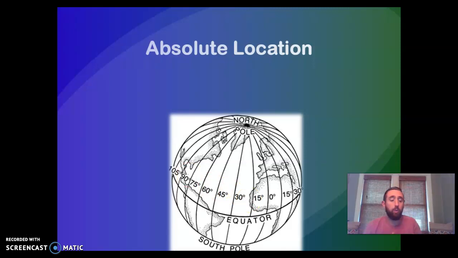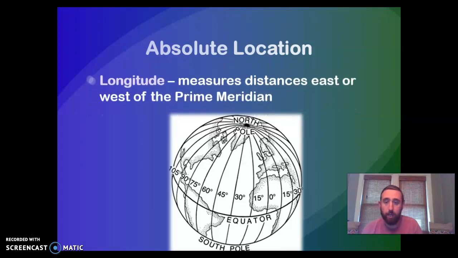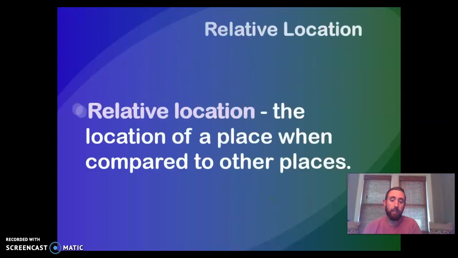So for absolute location, we're going to use these imaginary lines, this grid that we put on the Earth, and we're going to use satellites and maps and compasses and all that kind of stuff to find where these places are. Now there's another type of location, and it's called relative location.